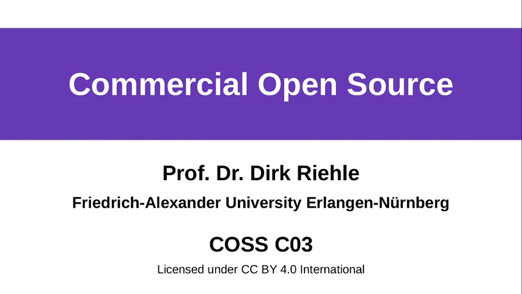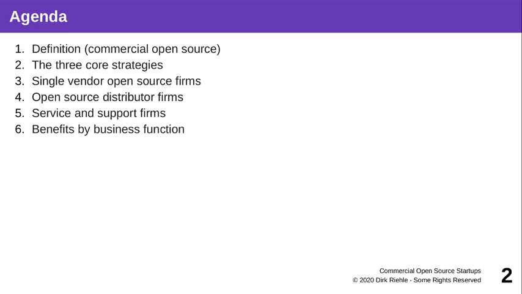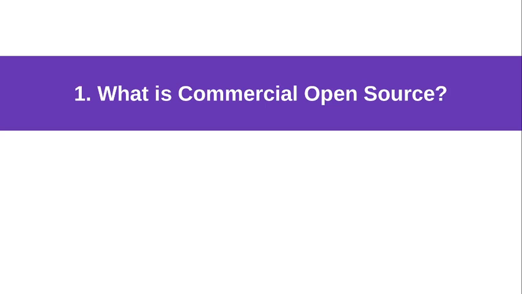But today I would like to introduce commercial open source and what I consider the three core strategies or patterns for business models. Of these, single vendor open source firms are the most important one, perhaps, at least by numbers. Then there are open source distributor firms, and finally there are service and support firms. To understand why companies choose a commercial open source strategy, we also need to look at the benefits that this strategy brings to the effectiveness of different business functions. So with that, what is commercial open source?